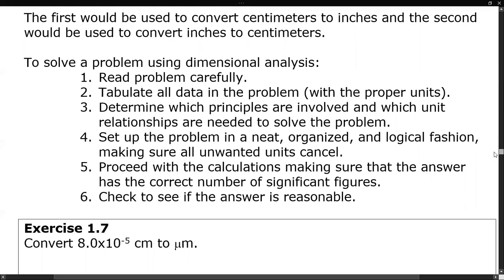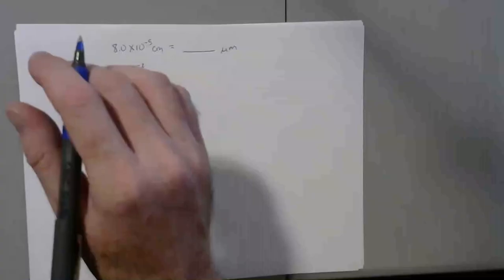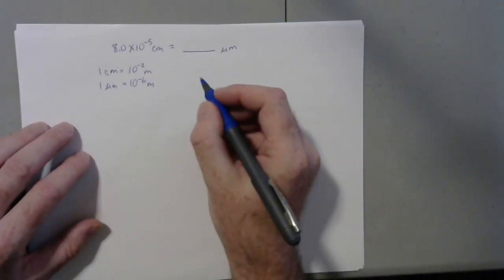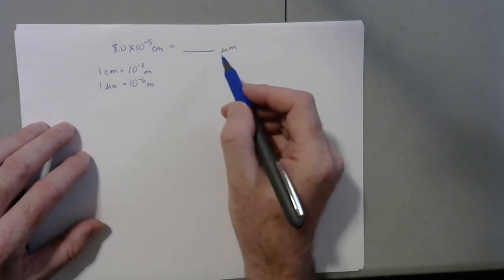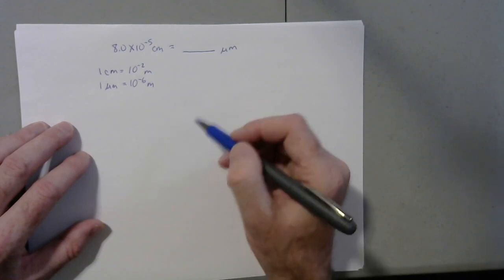So that brings us to our first exercise. We want to convert 8.0 times 10 to the negative fifth centimeters to micrometers. That's a metric to metric conversion, so we'll need to use our metric multipliers. We can set that up with dimensional analysis, or we can just move the decimal place, and I will show you both ways. All right, let's look at this first problem. This one's a metric to metric, and as advertised, I will show you how to convert both ways.